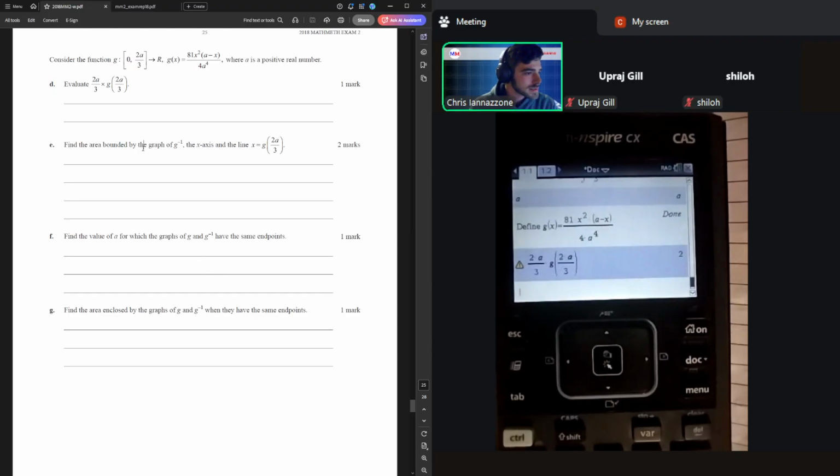Where it gets decently harder is going to be part E. Find the area bound by G inverse, the x-axis, and the line G of 2A over 3. Part D isn't there randomly.